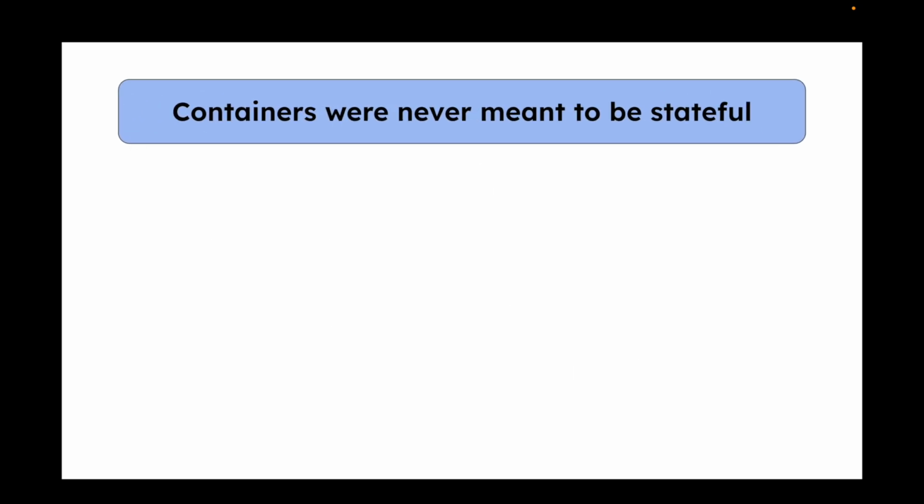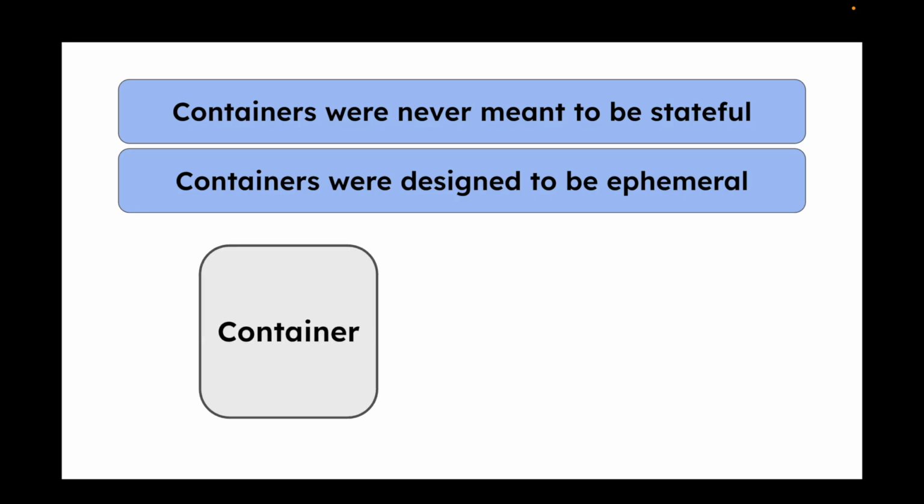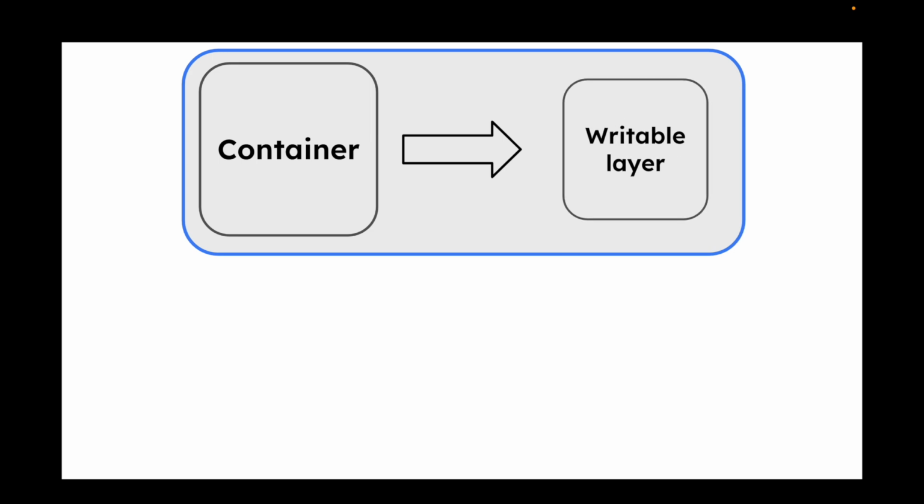So, the problem statement is, to understand why your data disappeared into thin air, we have to look at the fundamental architecture of a container. Containers were never meant to be stateful. They were designed from day one to be ephemeral, which is a fancy word for temporary. When a container running inside a pod writes a file to its file system, say uploading a profile picture or saving a database record to, let's say, /var/lib/data, that file is written directly to the container's writable layer. This writable layer lives and dies with the container instance.